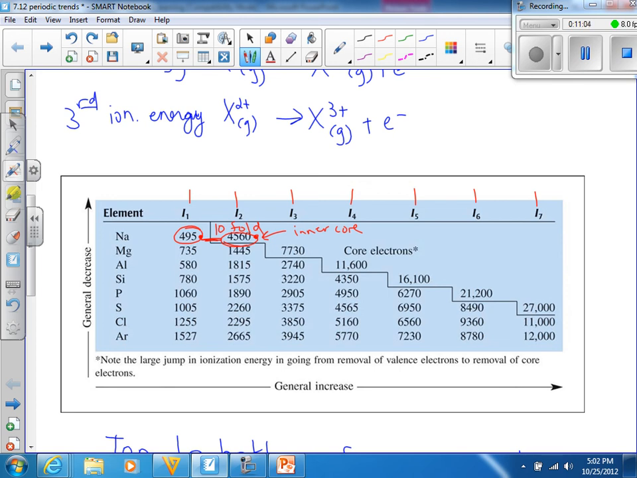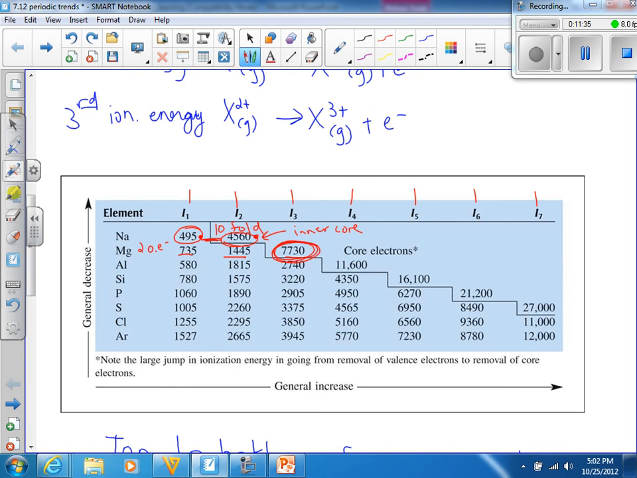Let's look at magnesium. Magnesium has two outer electrons. So the first two ionization energies, it doubles. First two, for those two outer electrons. But all of a sudden, the third ionization energy for magnesium is huge compared to the second. There's about a five-fold increase because here we are taking off the inner core electron for the third ionization of magnesium.